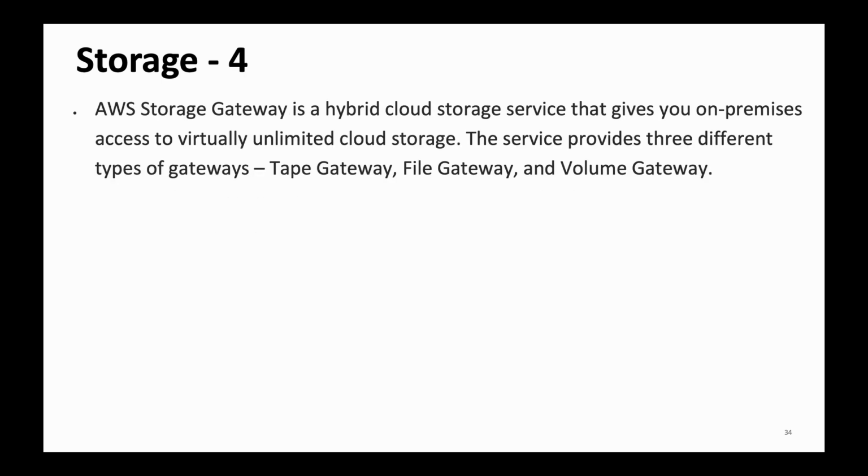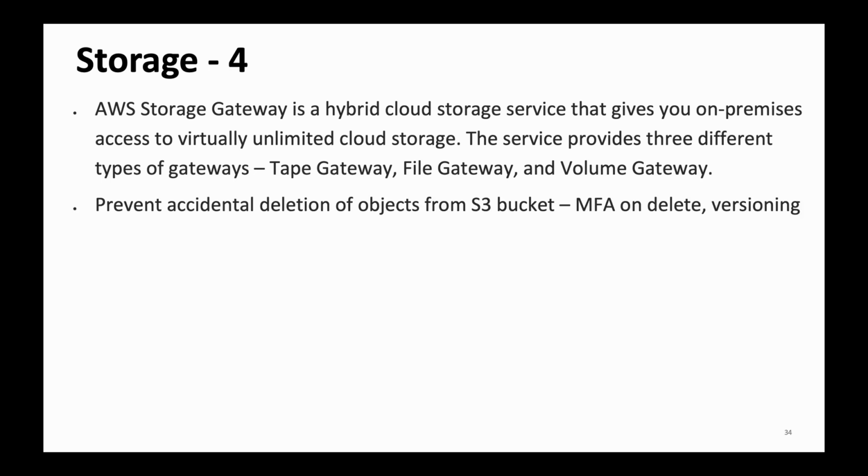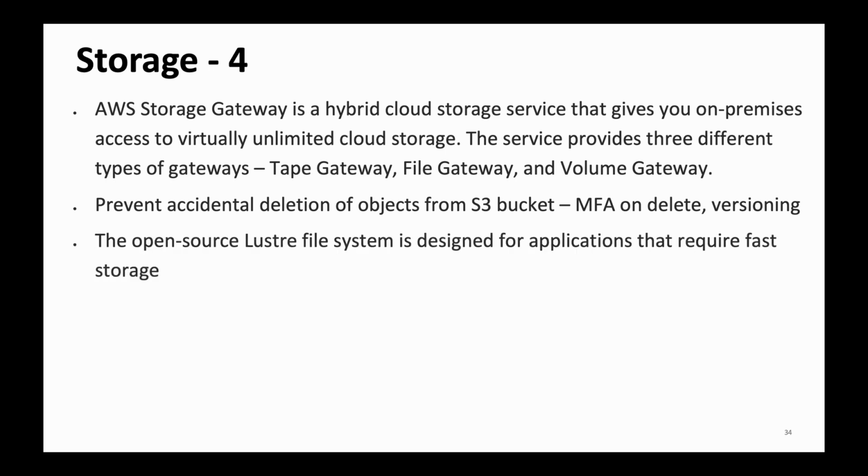AWS Storage Gateway is a hybrid cloud storage service that gives you on-premises access to virtually unlimited cloud storage. And the three types of storage gateways are tape gateway, file gateway, and volume gateway. You will definitely get question on that. Prevent accidental deletion of objects from S3 bucket. You can use versioning, you can use MFA on delete, etc. So remember that. The open source Lustre file system is designed for high performance applications. So just remember where Lustre file system can be used.